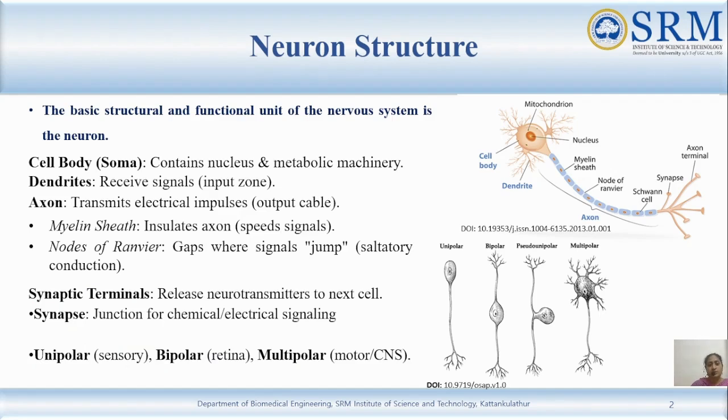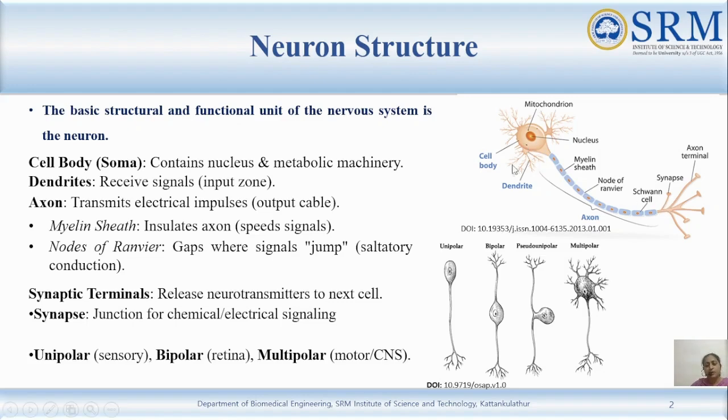So the basic structural and functional unit of the nervous system is the neuron. The neuron structure consists of a cell body which is called the soma, and the cell body contains the nucleus and the metabolic machinery, whereas the branches are the dendrites, and these receive the signals, are basically your input zone, and from the dendrites the received signal is passed over to the axon. So the axons help to transmit the electrical impulses, which is similar to an output cable.